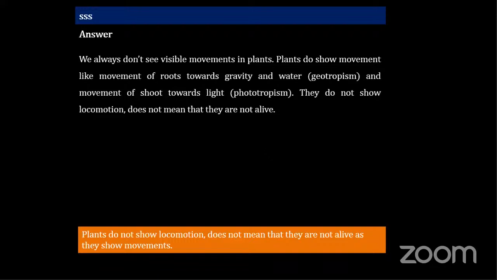Ma'am, sometimes we are able to see these movements. Right. We don't always see visible movements, but there are movements happening in the plants, like the growth movements. They are always there. The root is going to grow towards gravity, towards the water, and the shoot is going to grow towards the light. So these movements are happening in case of plants.